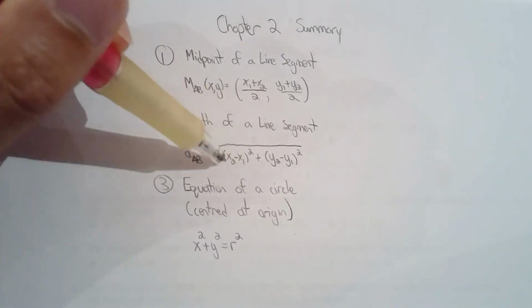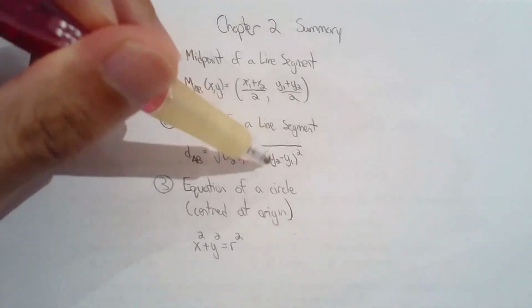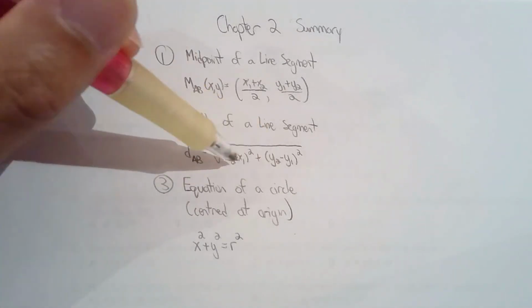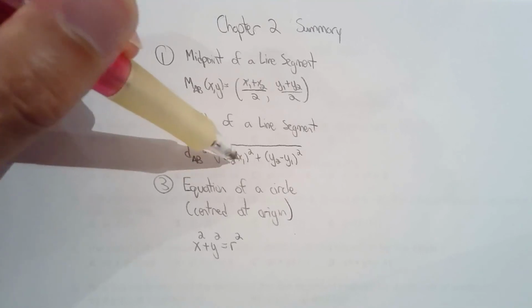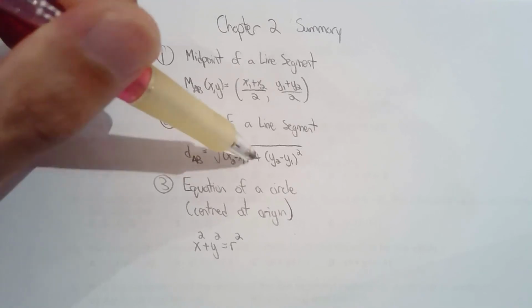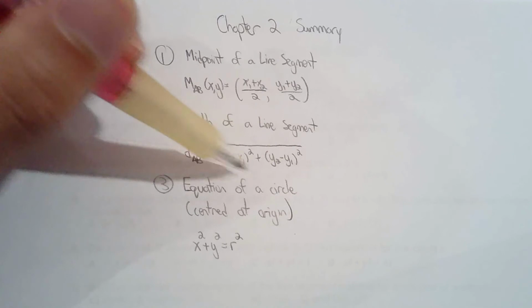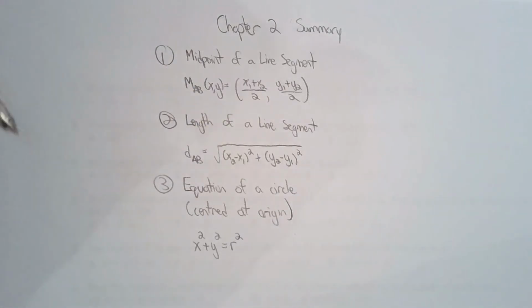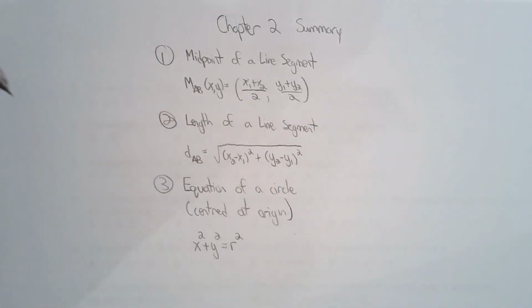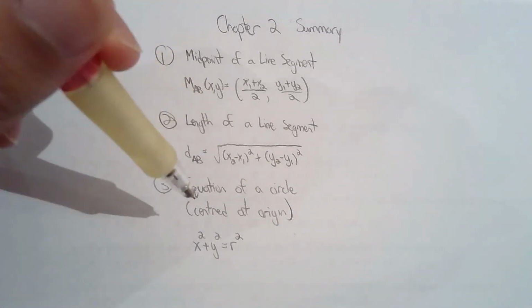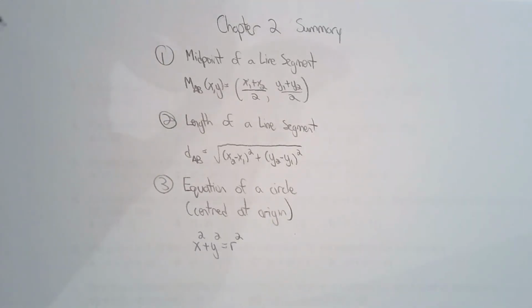So this is the run and this is the rise. So if these are the lengths of the legs of the right triangle, it makes sense to say it as run squared plus rise squared, and then take that sum and square root it, and there's your hypotenuse. And then once you got comfortable with the length of a line segment, we actually use that to help us generate the equation of a circle.